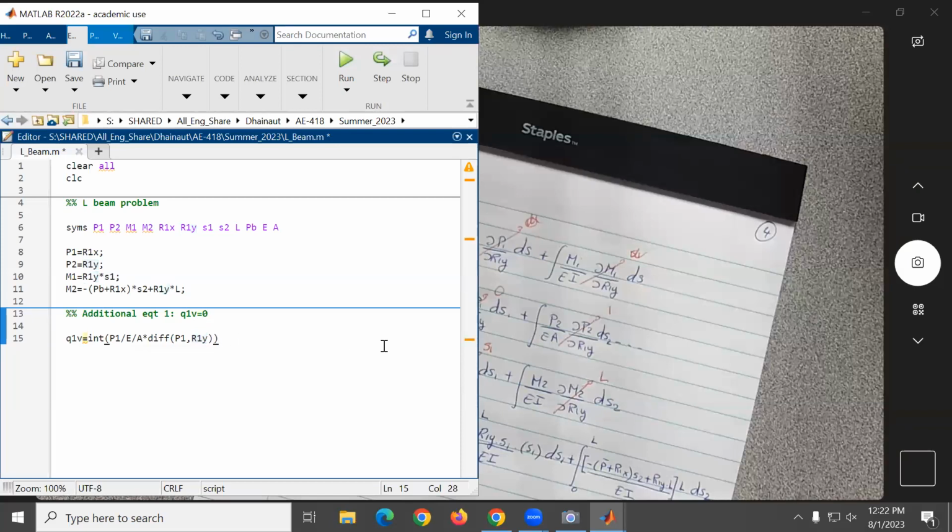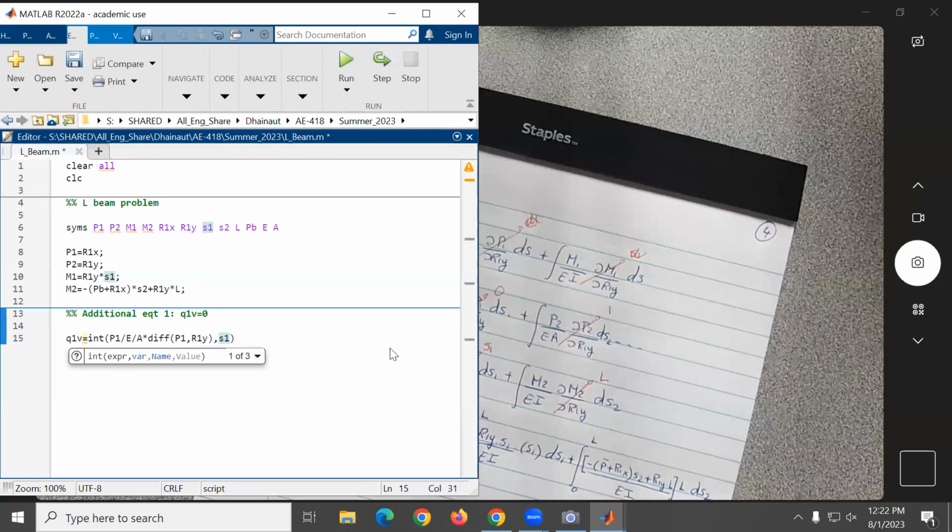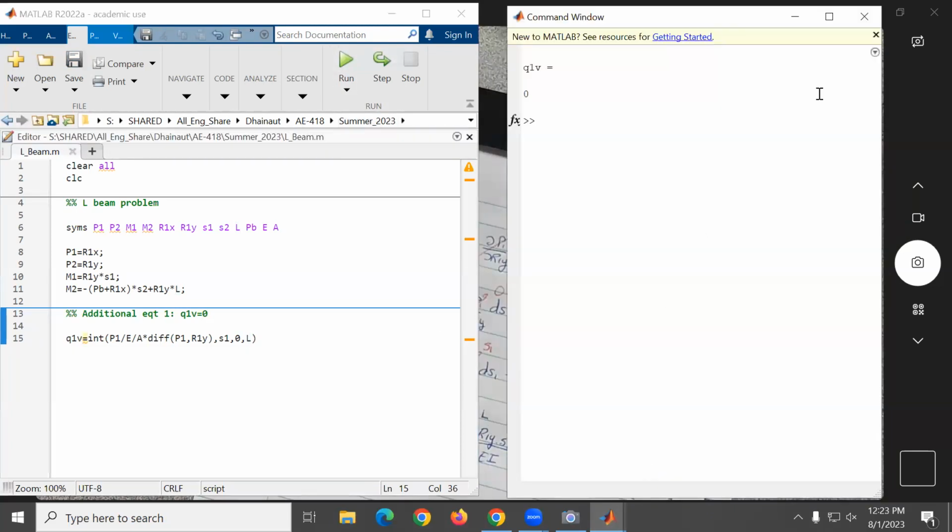And now, how do you put the limits of integration of the integral? First you have to put the variable, comma S1, for the variable you want to integrate. Then comma 0, comma 12, perfect. Thank you. All right, so let's run it just in case to see if we get any issue. If there's no issue, it's perfect. Okay, so no issue, so good.